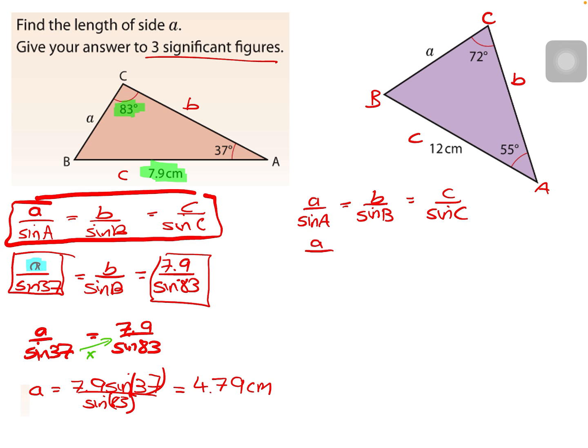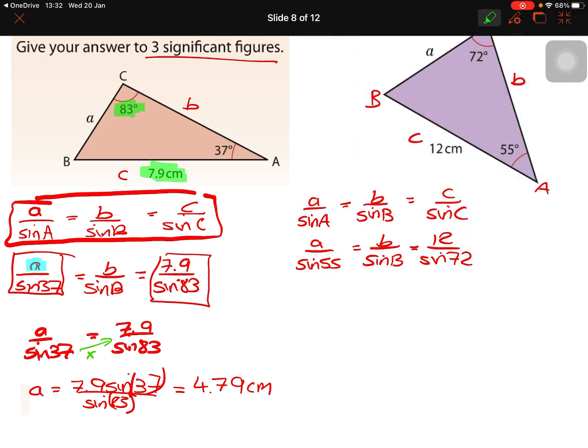So I've got A over sine 55 equals B over sine B equals 12 over sine 72. The bit that I'm after is A again. That's the bit I've been asked to find. I know that I can work out what my missing thing is using this one because that's my matching pair. So these are the two I'm going to be interested in. I'm going to take these two down. So I'll have A over sine 55 equals 12 over sine 72.